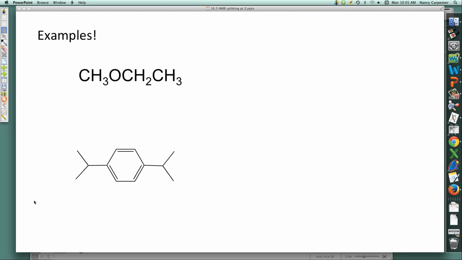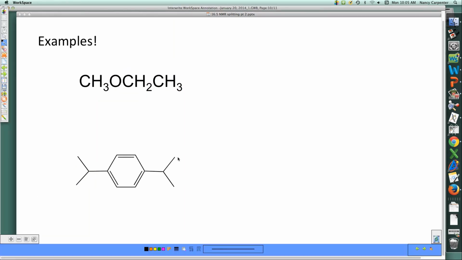Alright, how about this diisopropyl benzene? First thing I'm going to do is get rid of the line structure and put in my hydrogens so I know what I'm really looking at. So now I see I've got 3 sets of hydrogens. H sub A, H sub B, and H sub C. Very symmetrical molecule.